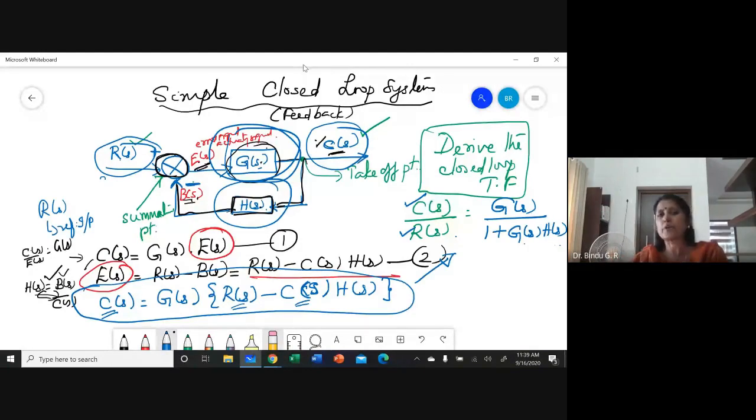This is very important, not the derivation. Derivation you can always do. What I have done is I have written the overall transfer function, the output Laplace transform by the input Laplace transform, equal to G(s) by 1 plus G(s)H(s), where G(s) is the transfer function of the forward element, and H(s) is the transfer function of the feedback element. Just one second, I'll give you time to digest.